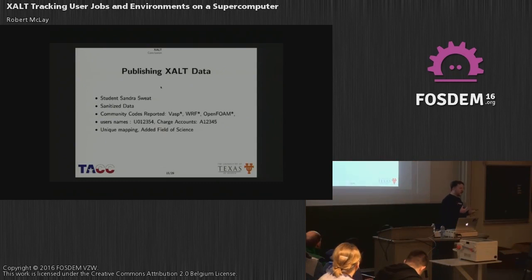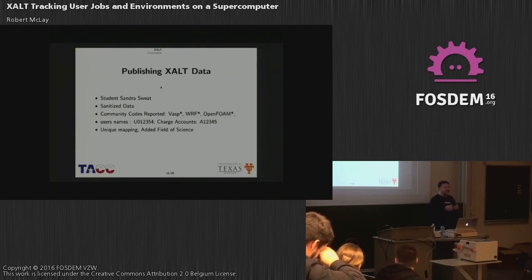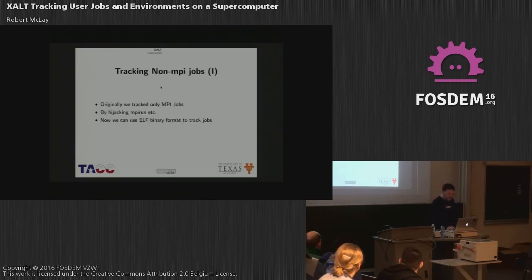We've also, at our site at least, when you create an account, you have to say what your field of science is, and we don't check to see if you say you're an engineer and you're really a chemist. We don't know that. But we can take that data and look at how you run on our system and look at what community codes, and we can provide anonymized data: take the username, the charge accounts, we've got a unique mapping, and add a field of science. So we've done some preliminary analysis which tells you the things you already know, which is that yes, chemists use VASP and NAMD and all that stuff, and there's a lot of Python stuff going on. But it's nice to be able to prove that stuff's there, and we'll be able to do more with it as time goes on.